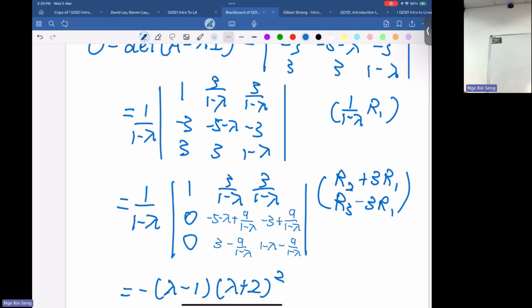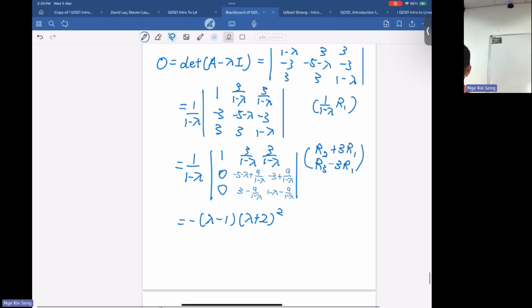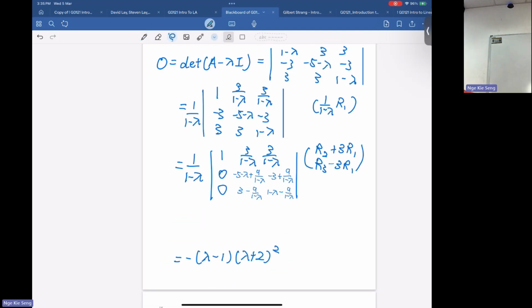Are we ready to compute this? I think it's enough already, right? We can straight away compute if we expand on the first column. Correct or not? Any calculation error here? If there is an error, let me know. If not, we just continue.